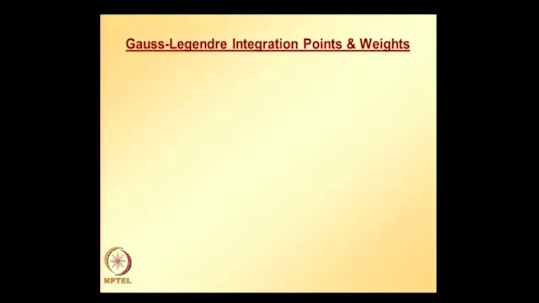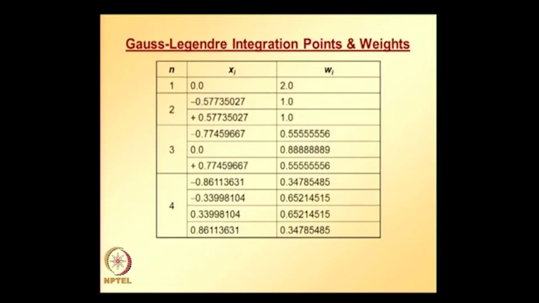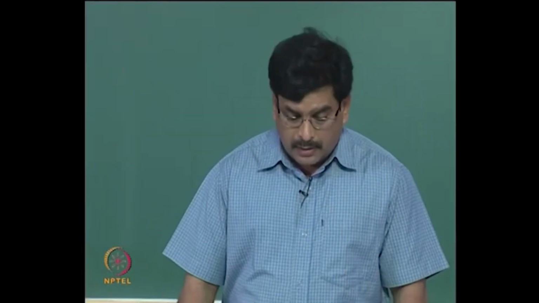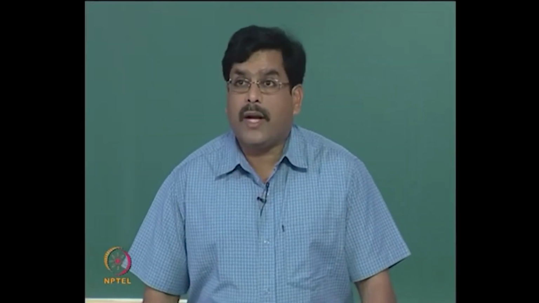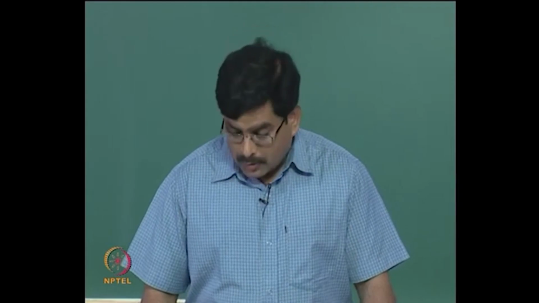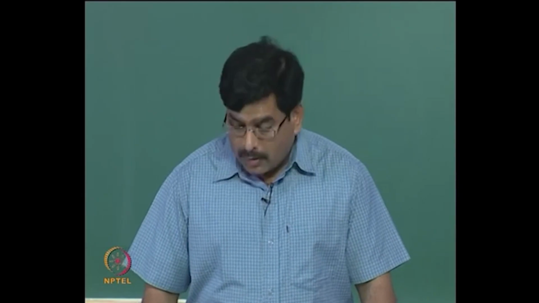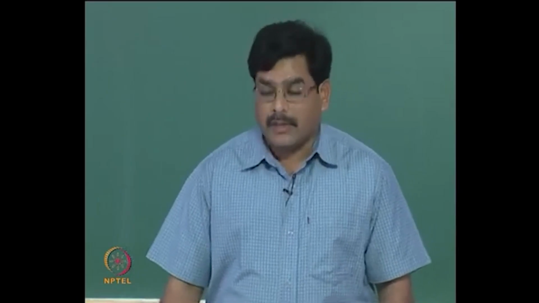So now we can summarize Gauss-Legendre integration points and corresponding weights in a table like this. Here only up to n equal to 4 is shown, but as I mentioned, in any of the standard textbooks on the finite element method or any numerical method, we can find integration points up to n equal to 10 or more, and these values of locations and weights can also be obtained in any of the commercial software like MATLAB.